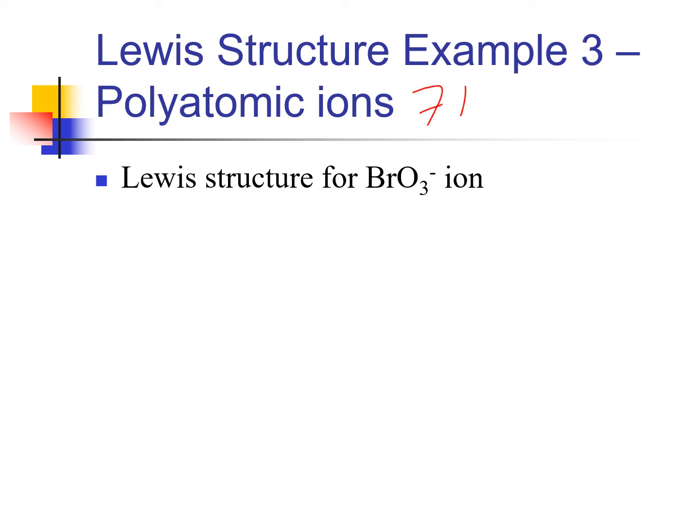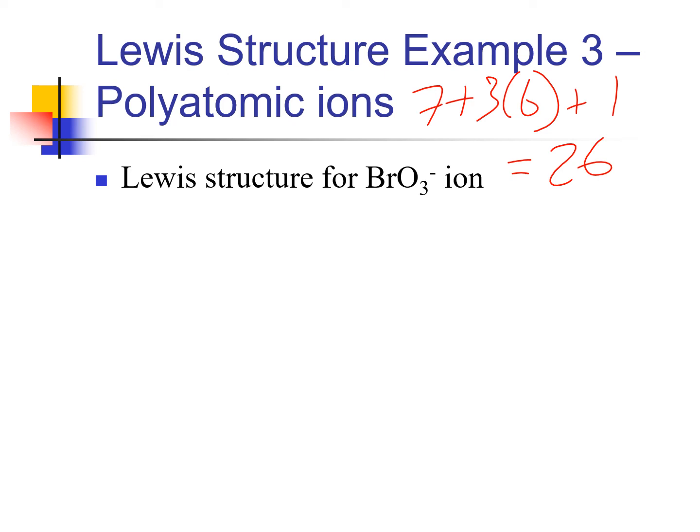Last but not least, we're going to look at another polyatomic ion, bromate. Looking at this, I'm going to first add up all the electrons. Bromine is 7. Each oxygen would be 6, and there's 3 of those, 3 times 6. That single negative charge means I'm going to add 1 more. So 3 times 6 is 18, plus 7 is 25, plus 1, so we're looking at 26 valence electrons.